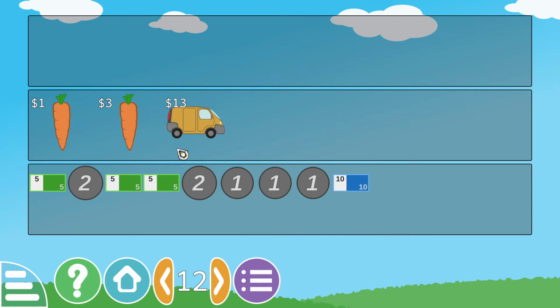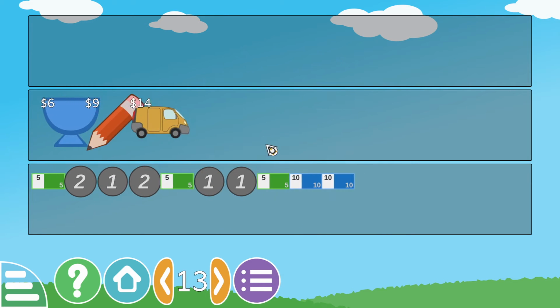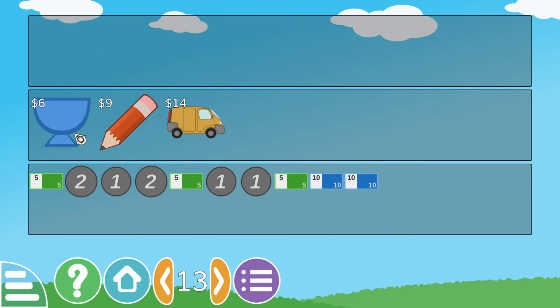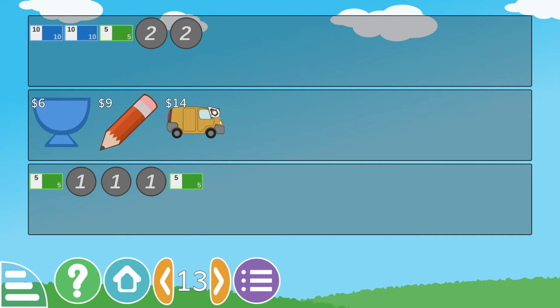Now we're buying a few different items and we've got to add them up and give the correct change. So $13 plus 3 plus 1, so that's 4. 13 and 4, 17. So $10, $5, and $2 coin. Now there's a bowl or an egg cup, a pencil, and a toy car. So 14 and 6 gives us 20, and $9 gives us 29. So 10, 20, 25, 27, 29.